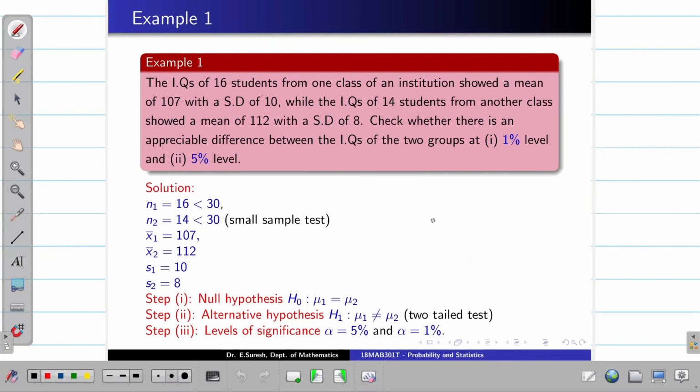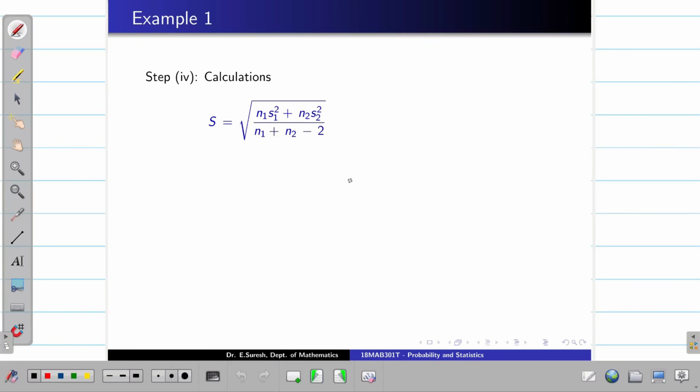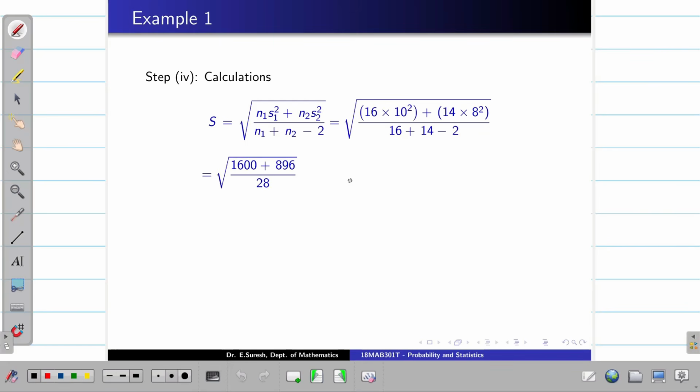Next, we have to find capital S to use in the main formula. Capital S is square root of n1 s1 square plus n2 s2 square divided by n1 plus n2 minus 2. Substitute the values using your calculator and find the answer. These many steps are not needed. So my capital S is 9.4415.